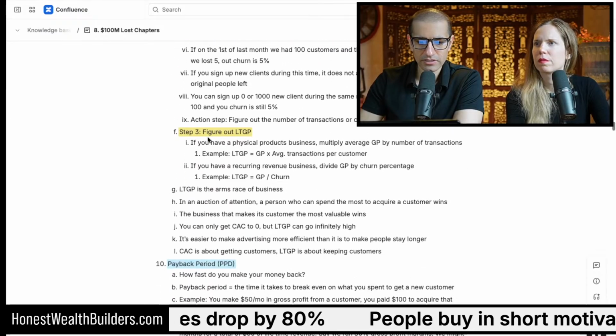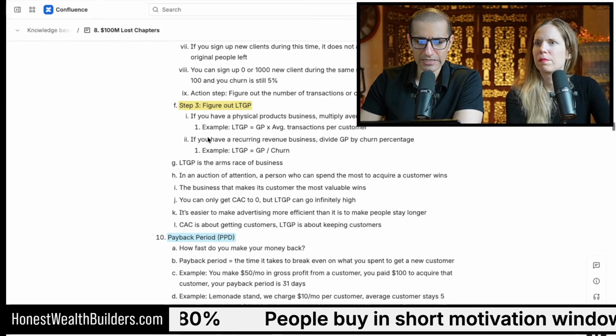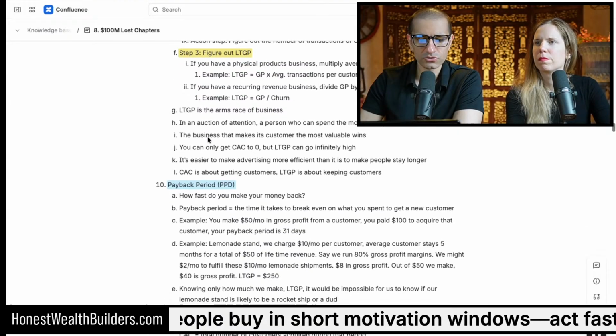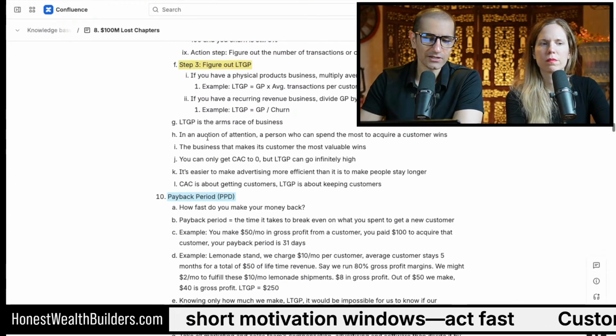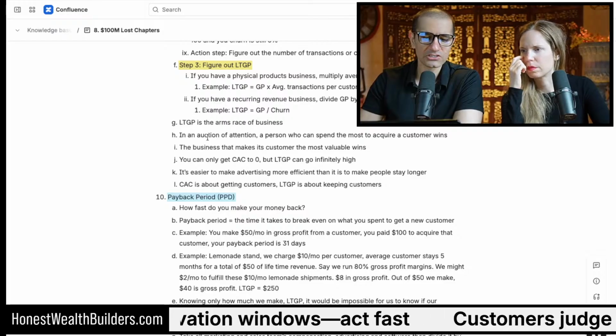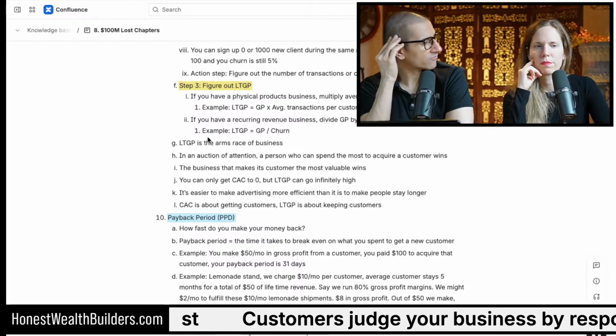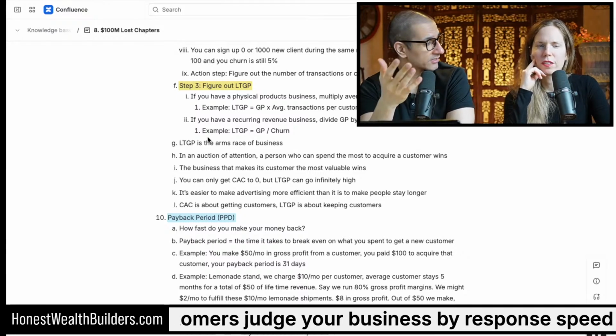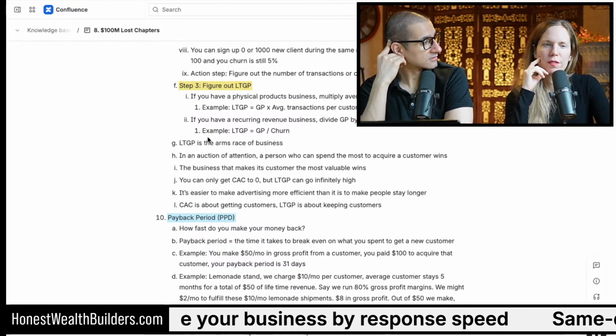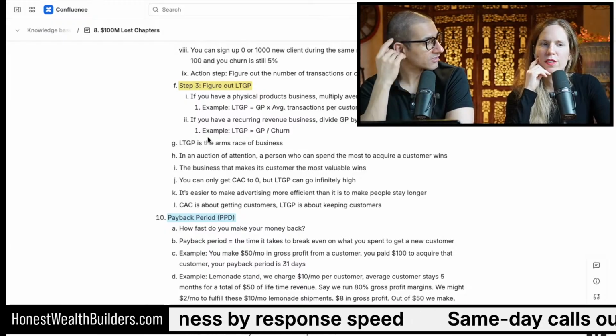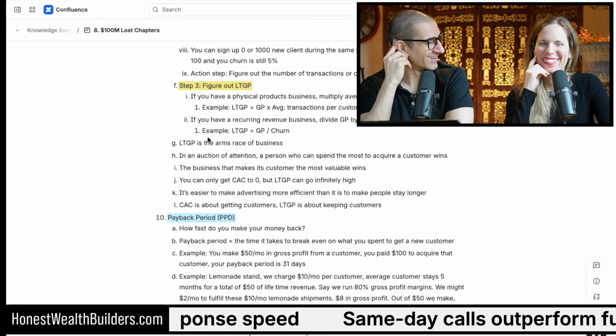LTGP is the arms race of business. In an auction of attention, the person who can spend the most wins. Also, Erica, do you understand this? LTGP is the arms race of business? Yeah. Can you break it down for our audience? It's like the Cold War. Isn't that the Cold War story? Basically, a vast audience of two. Can you break it down?